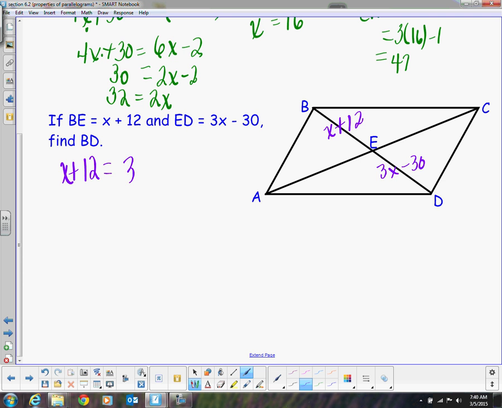Equals 3x minus 30. So you're going to subtract x, you're going to add 30, and now what do you do? Divide by 2, which is?